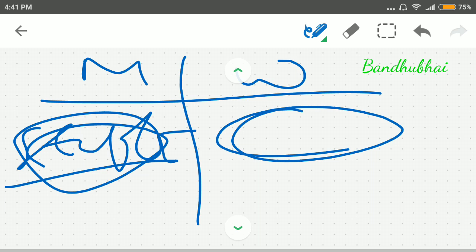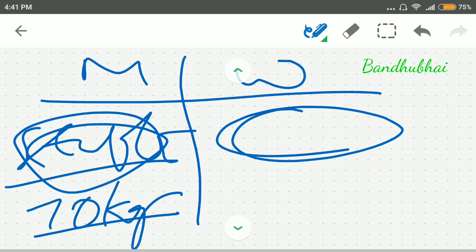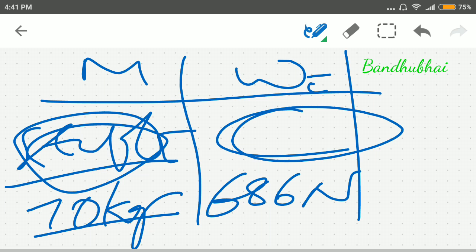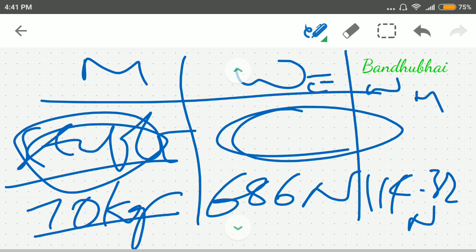So the 70 kilogram mass weighs approximately 686 Newton on earth, and the same 70 kilogram mass weighs approximately 114.333 Newton on the moon. So mass remains constant. The only thing that changes is weight. Weight is the force of gravitation, I mean the force of gravity on an object. That stands for weight.